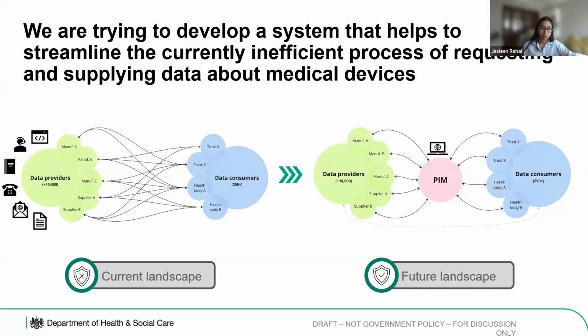As you can see from the diagram on the left, the current process involves a lot of back and forth between those requesting and supplying data, and it often uses various different methods. We hope to build a system in the future where PIM is the vehicle that eases and streamlines this process.